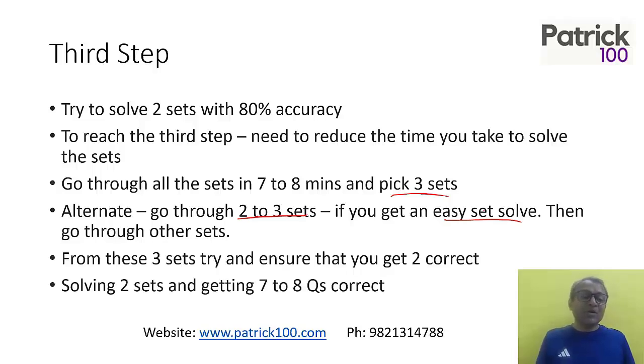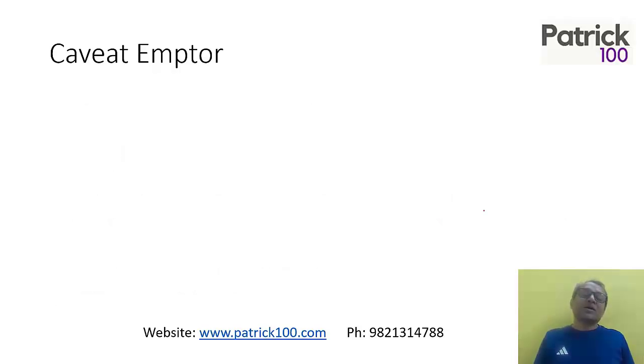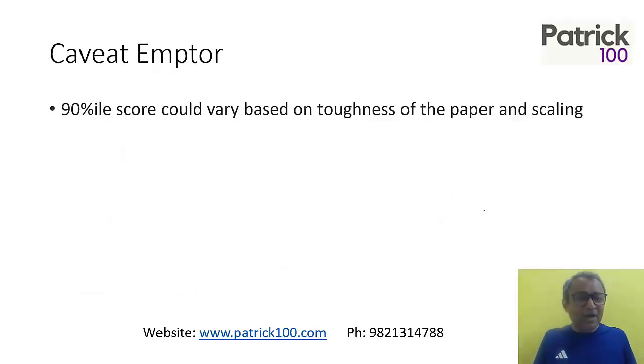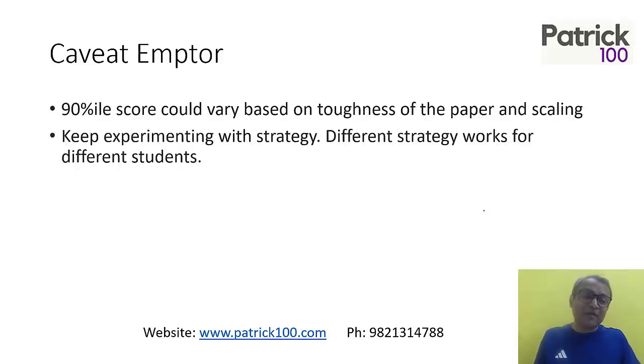Okay, solving 2 sets and getting 7 to 8 questions correct will ensure a 90 percentile technically, right? Caveat emptor, understand that the 90 percentile score could vary based on the toughness of the paper. If the paper is very tough, you will require fewer marks to get to 90 percentile, but if the paper is easy, you may require more marks. So adapt your strategy based on the toughness of the paper.